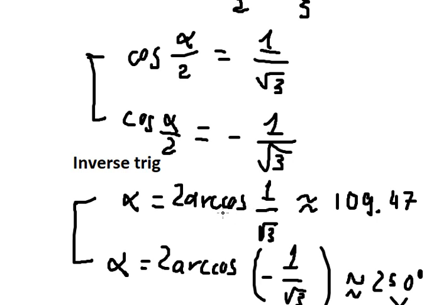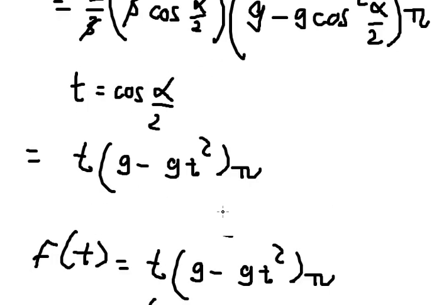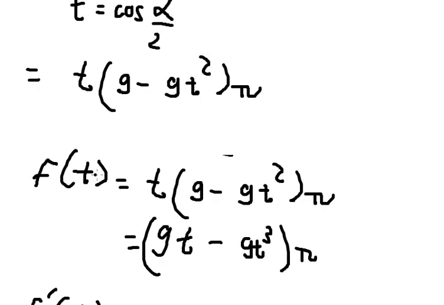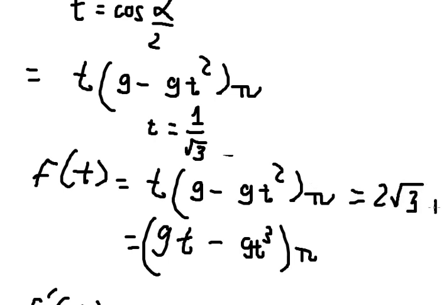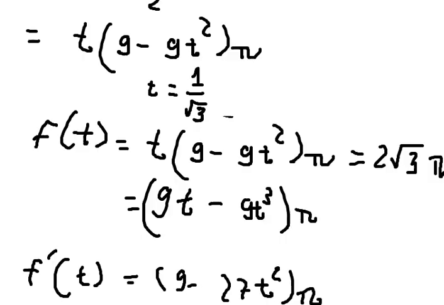After we have this one, we can put it back into f of t. So for t, I select 1 over the square root of 3. So if we put this one here, we have 2 over the square root of 3 times pi. This is the end. Thank you for watching.